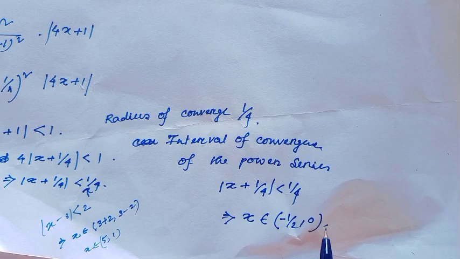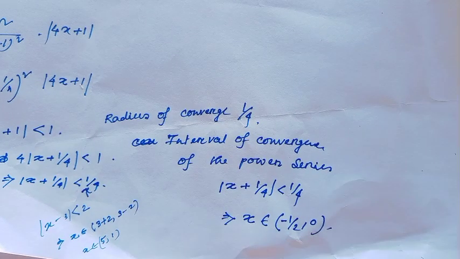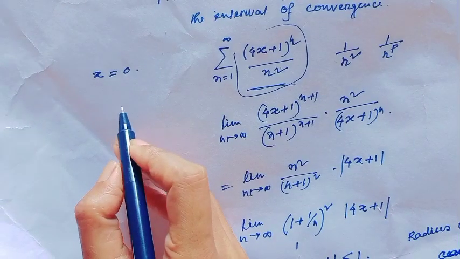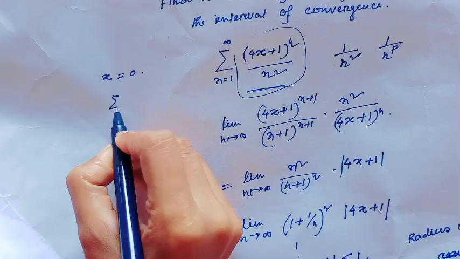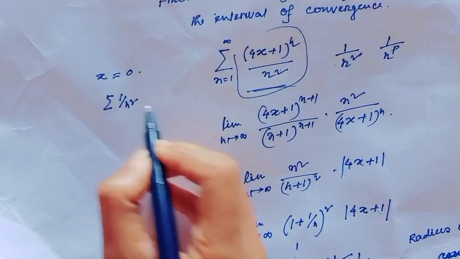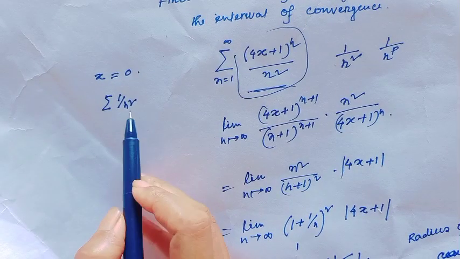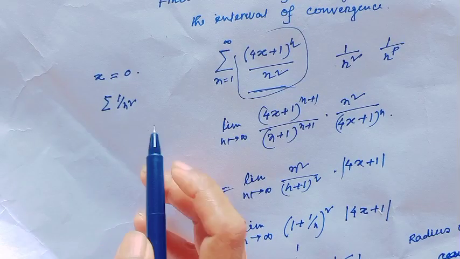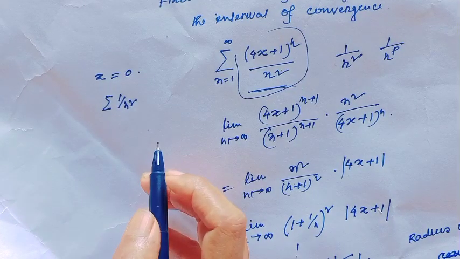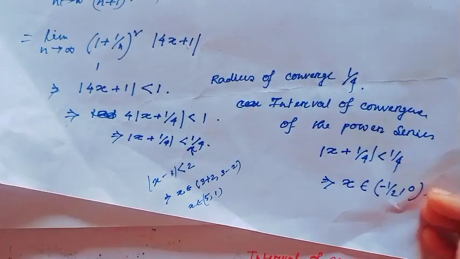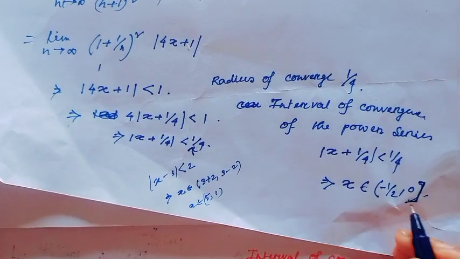For this, at first check the point x equal to 0. When x equals 0, the power series reduces to the sum of 1 over n square. All of us know this type of series is always convergent. Therefore, in the interval of convergence, 0 would be included.